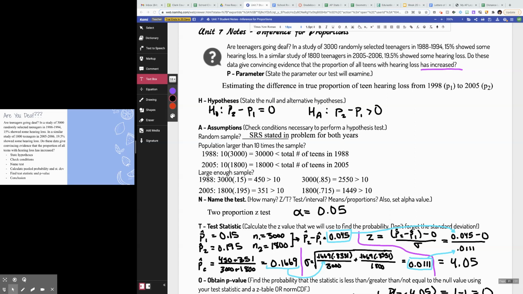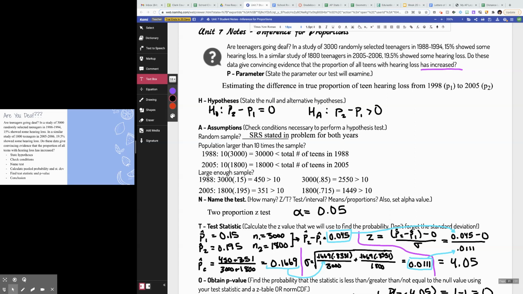Okay, I went through and checked my assumptions. I did have a simple random sample stated in the problem for both years. For 1998 and 2005, I definitely met the 10% condition. Remember, the sample size for 98 was 3,000, and the sample size for 2005 is 1,800. So you have to make sure you check each one because you're going to get a different number for each of those.